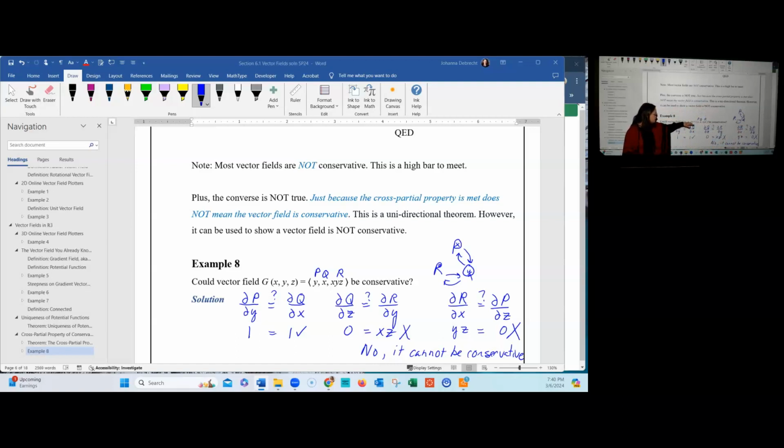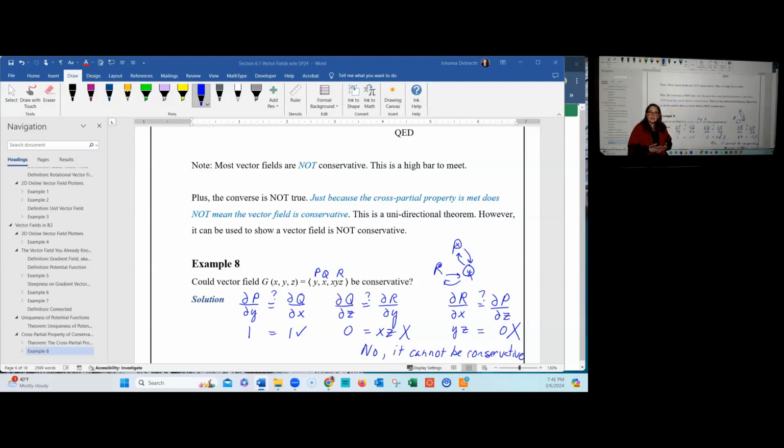The partial of p with respect to y is going to be 1, and the partial of q with respect to x is also 1, so it passes the first test. Then we check the partial of q with respect to z and see if it matches the partial of r with respect to y. In this case, q does not have a z, so the partial derivative is 0. However, the partial of r with respect to y is x times z. It fails this second mixed partial.